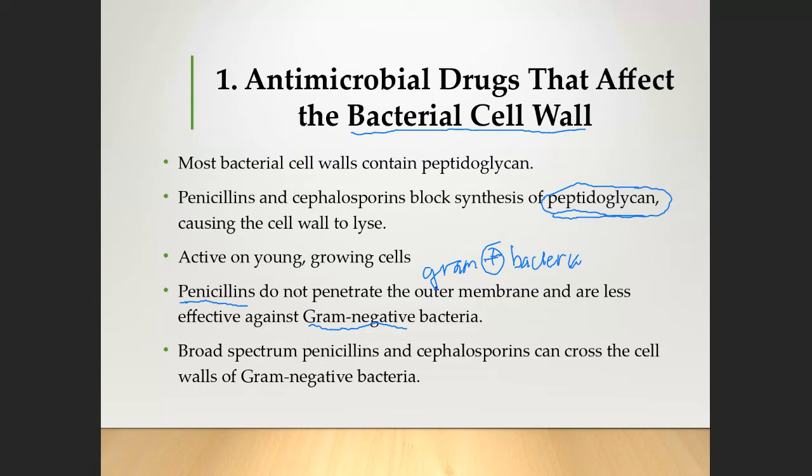Penicillin, for example, is used for Staphylococcus and Streptococcus, which are gram-positive bacteria. And they are usually not used for E. coli infection because E. coli is a gram-negative bacterium. But there are also some broad spectrum penicillins that can be used for both gram-positive and gram-negative bacteria. But just remember, penicillin is mostly more effective for gram-positive bacteria.